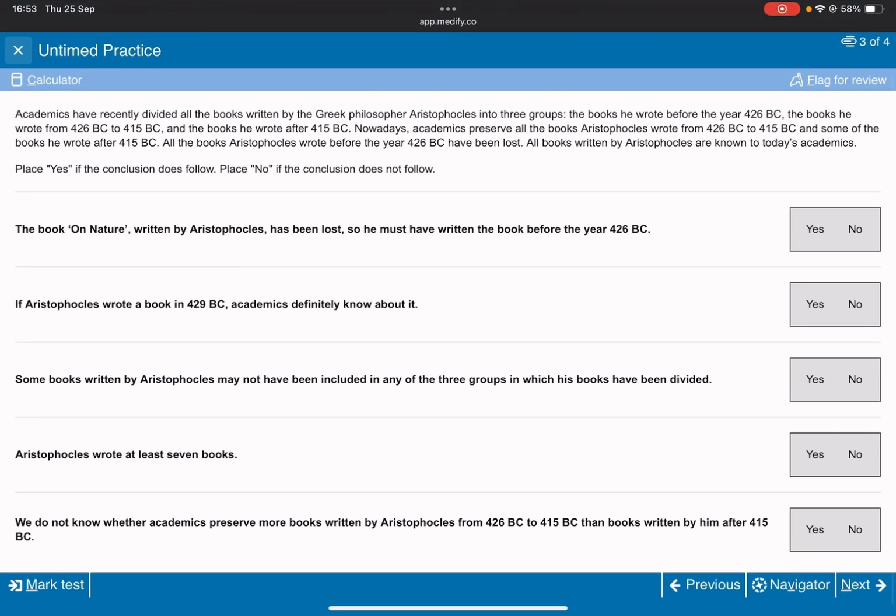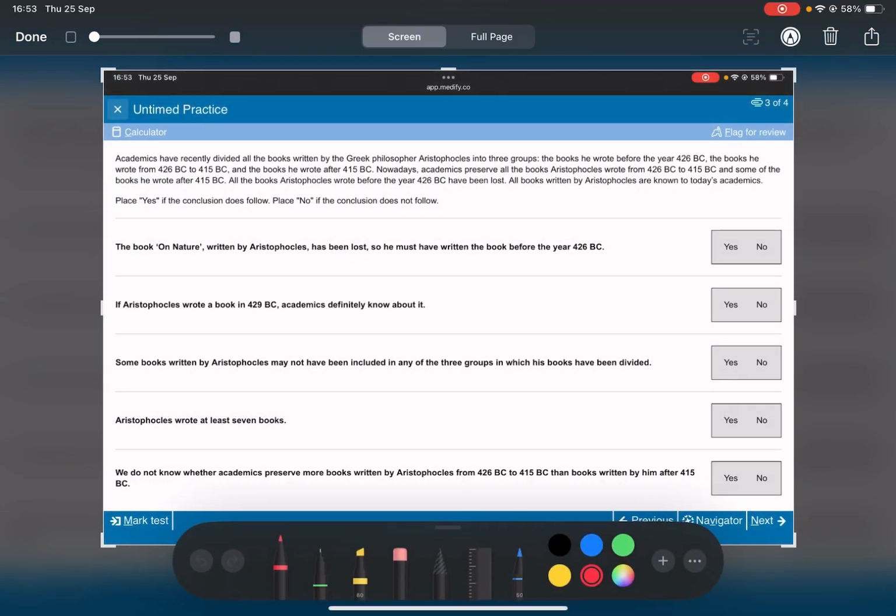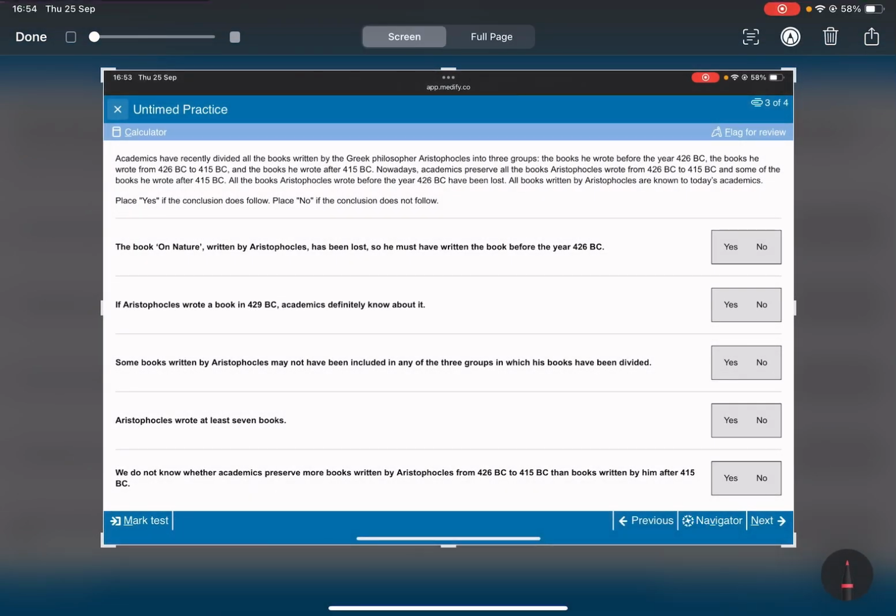Okay, I don't know why this is in here, but we'll still do it. Academics have recently divided all the books written by the Greek philosopher Aristophanes into 3 groups: the books he wrote before the year 426 BC, the books he wrote from 426 to 415, and the books he wrote after 415 BC. So the book on nature, written by Aristophanes, has been lost. So he must have written the book before the year.